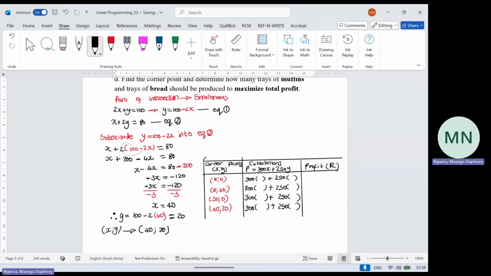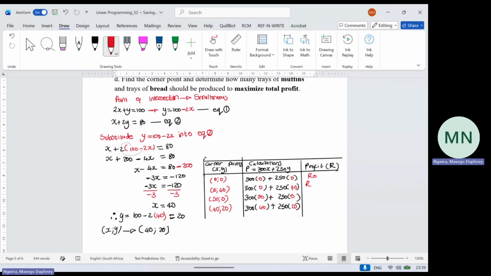All right, so now we substitute. So x is 0, y is 0. I take this from here, okay? X is 0, y is 40. Okay, this looks like a 6, 0. Okay, and then 50, 0, then 40, then 20. Okay, let's see the answers. For this one, obviously the profit is 0. If you don't have your muffins and bread, you're not going to make profit.